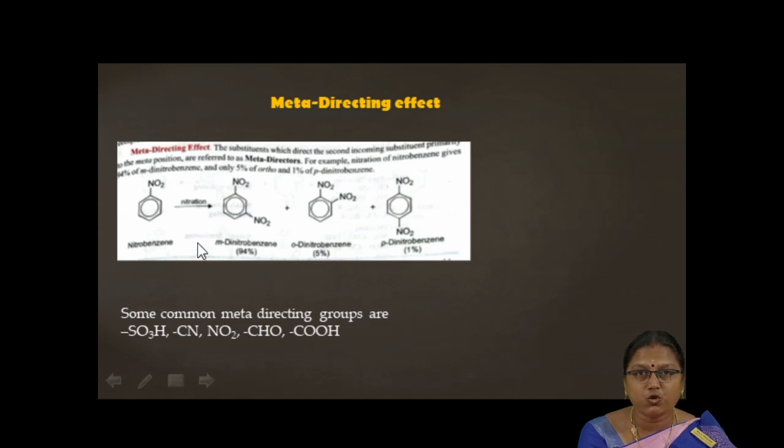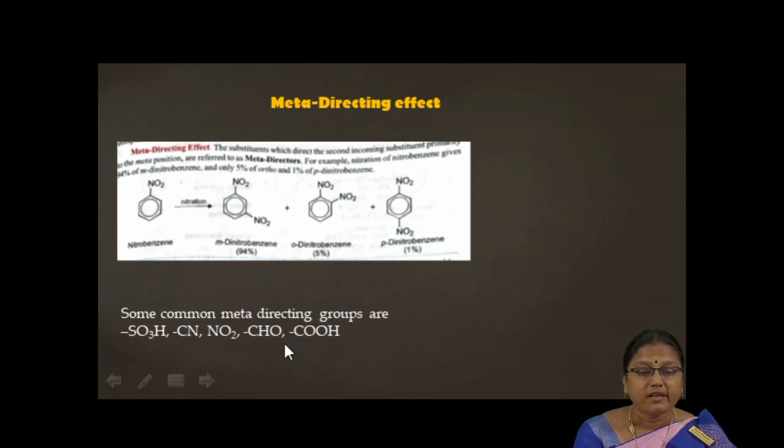That nitro group is a meta director. Let me point out some other meta directing groups: the sulfonic acid group, the cyano group, nitro, which we have already seen, and aldehyde. So when we take benzaldehyde and subject it to further electrophilic aromatic substitution, the meta product is expected exclusively. Also the acid functional group. These are all the other meta directing groups.